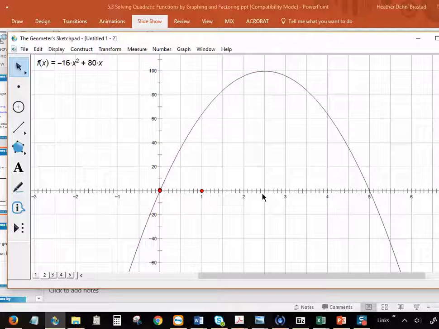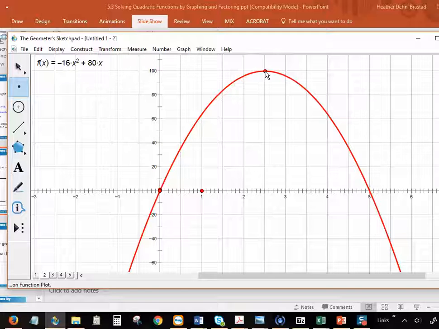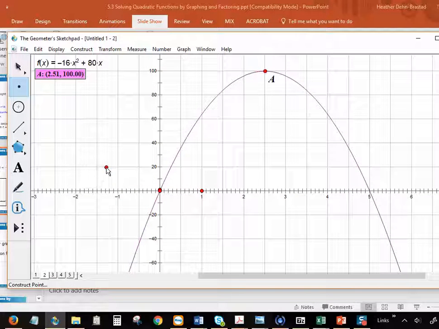You might also be asked to find when this would be the highest point, at what time. So if you looked at the graph, it looks like about 2.5 seconds. You can put a point there, and you can measure the coordinates of that point and see it's at 2.51, but that's 2.5. So at 2.5 seconds, it's at 100 feet. But we're looking for the zeros, which would be here and, of course, here. And that would be at 5 seconds.